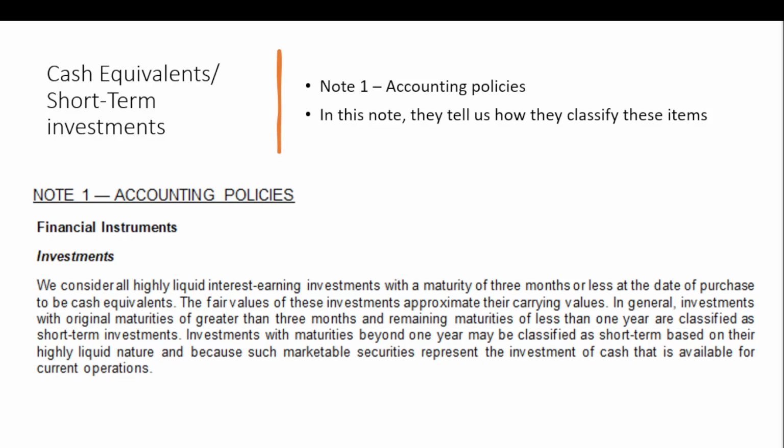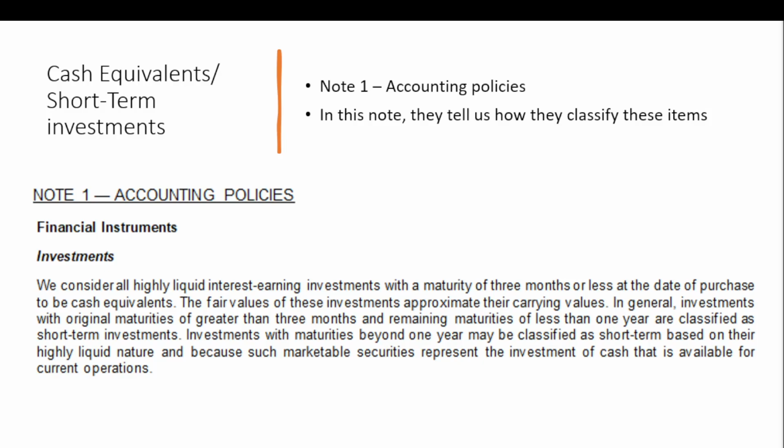It says, we consider all highly liquid interest earning investments with a maturity of 3 months or less at the date of purchase to be cash equivalents. So basically here it's saying cash equivalents are any kind of investments with maturities of 3 months or less. Now the second part, it says the fair value of these investments approximates their carrying values. In general, investments with original maturities greater than 3 months and remaining maturities of less than 1 year are classified as short-term investments. So short-term investments are anywhere between 3 months and 1 year.